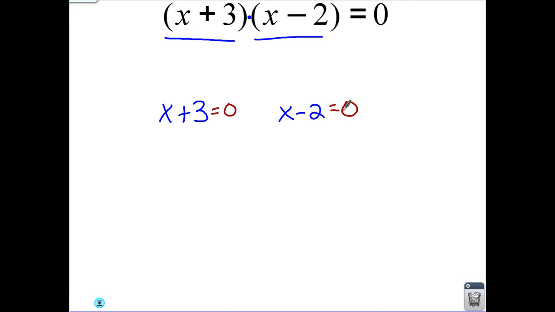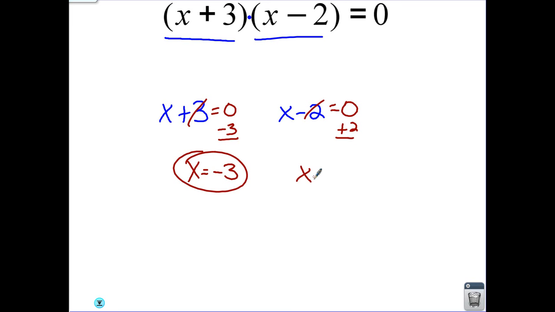If two things multiply to give you 0, set them each equal to 0 because one or the other is 0, and solve. How do we solve it? Move the 3 over, move the 2 over. To move over 3, we do minus 3. To move over minus 2, we do plus 2. So x is either negative 3 or positive 2. And you can check that. Plug in 2: you get 2 plus 3, that's 5, times 0. Is that 0? Sure. Plug in negative 3, you get 0 times negative 5. Is that 0? Yeah.